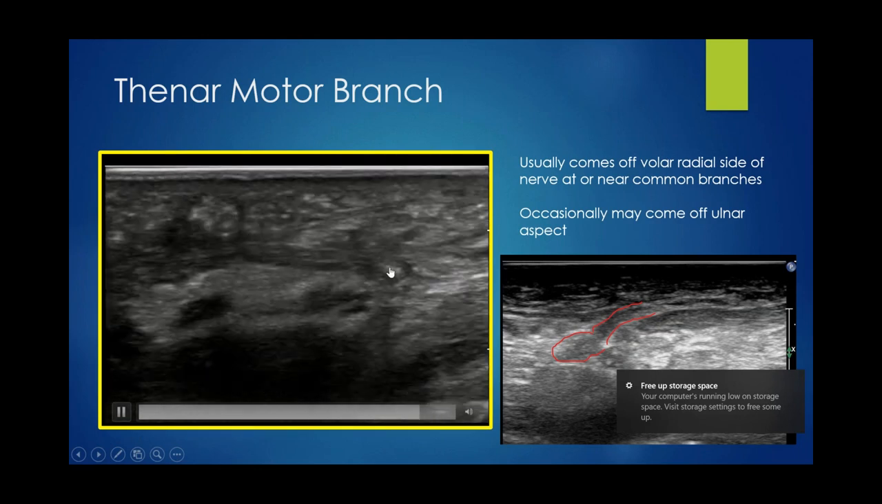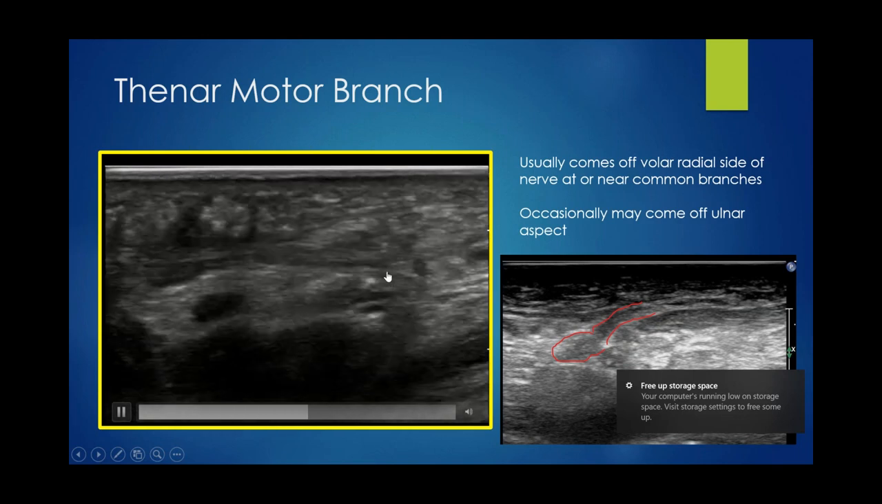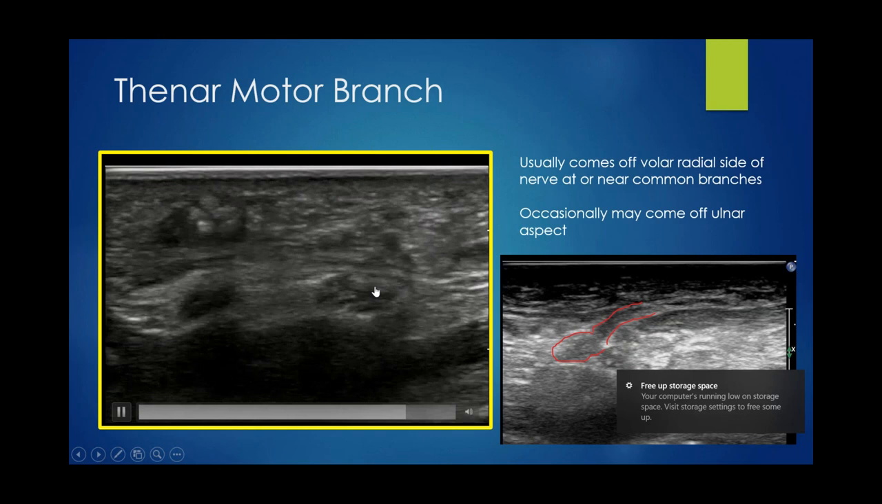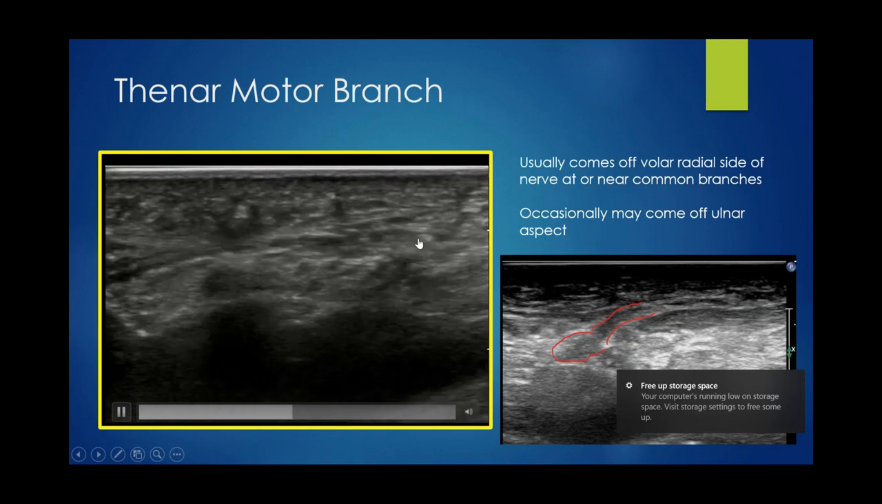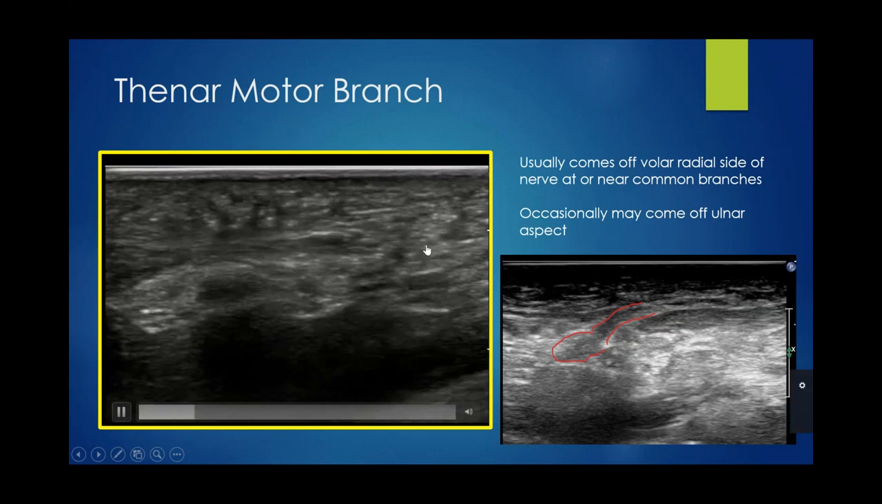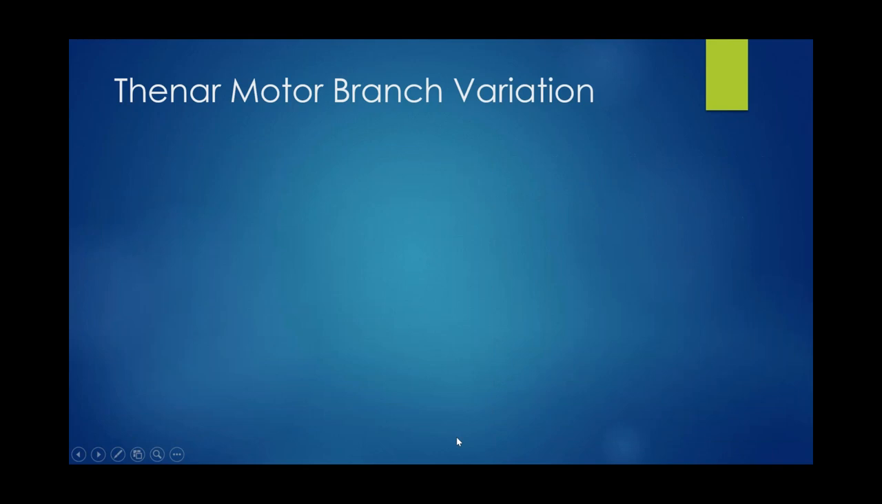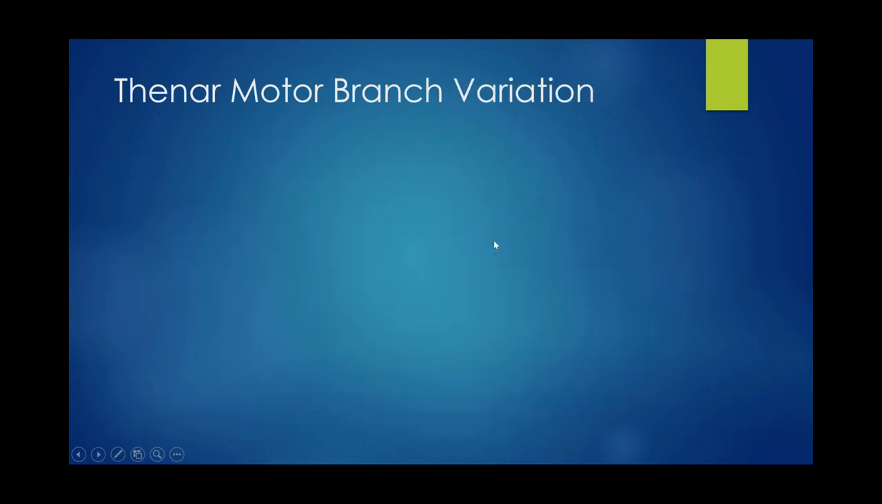Here it's a hypoechoic structure, very small, but coming off from a volar location off the radial limb of the median nerve, and then moving more volarly, kind of overlapping the distal end of the transverse carpal ligament, entering the muscle. Again, you're always going to run into surprises. So there are some variations in the thenar motor branch. Sometimes they'll come off from the ulnar side, which may make releasing it ultrasonographically more difficult or perhaps inappropriate.